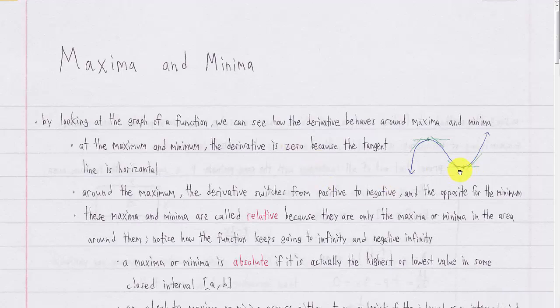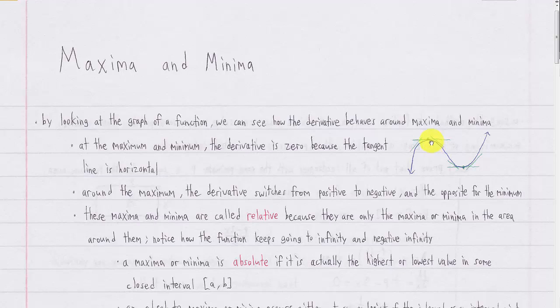And then at the minimum point, before it the graph is decreasing, so the derivative is negative, and then after the point, the derivative goes back to positive. So the derivative switches signs after these maximum and minimum points, and that's a key feature.